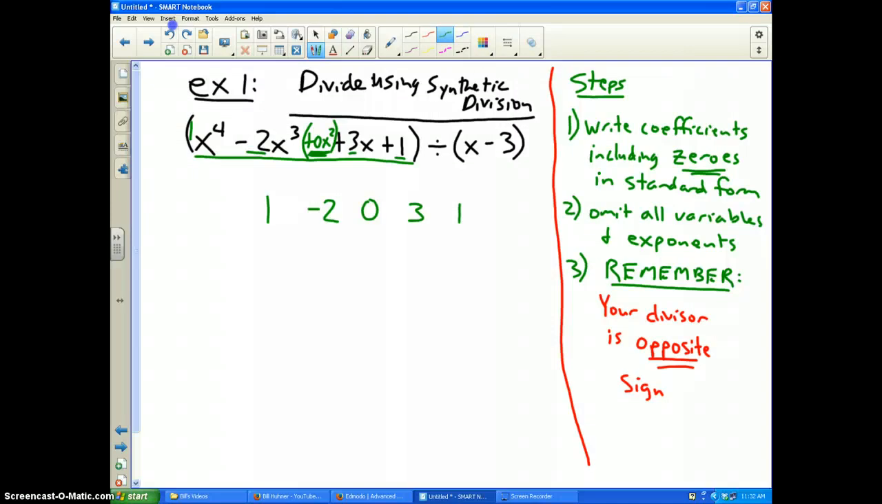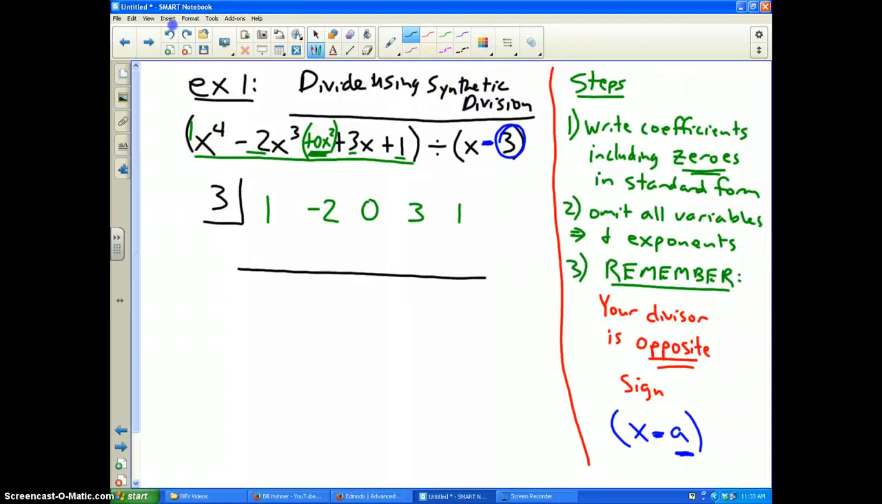So I've accounted for all my coefficients. I've omitted all the variables and exponents, which is rule 2 over here. And then remember, step 3, your divisor is the opposite sign. The prior slide said our divisor, which is going to be a, is in the form x minus a. Which it is. It's x minus, so right there is our a value, which is what we're going to use as our divisor. And you always put your divisor in a little box like that. Now, in order to do synthetic division, you just draw a line and leave one blank row.